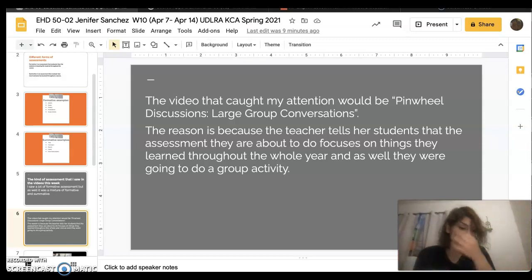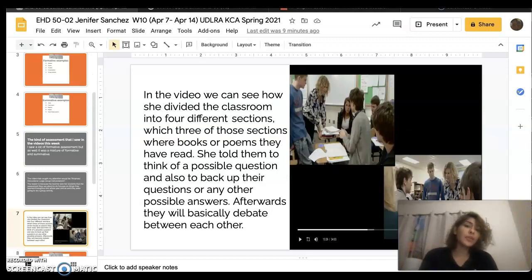So that's where it came in when they used three different books or poems in this group activity that they were going to do. In the video, we can see that she divides the classroom into four different sections. Three of those are going to be part of the books or the poems that they read throughout the whole course of the year.